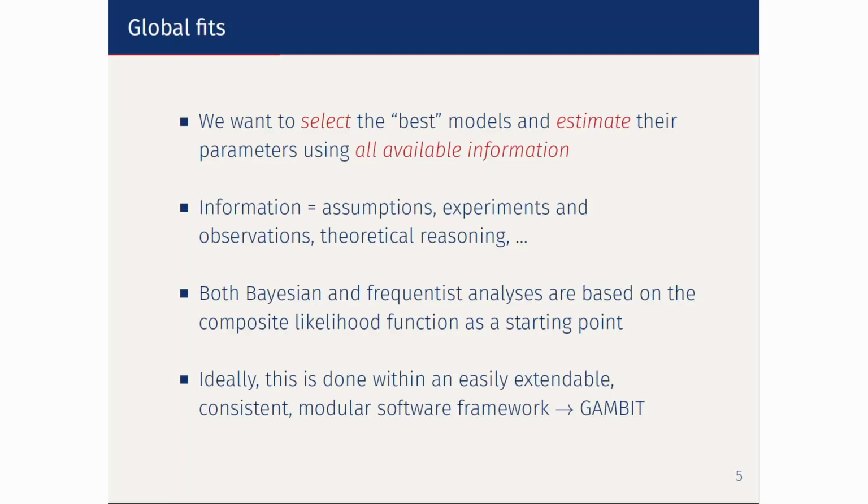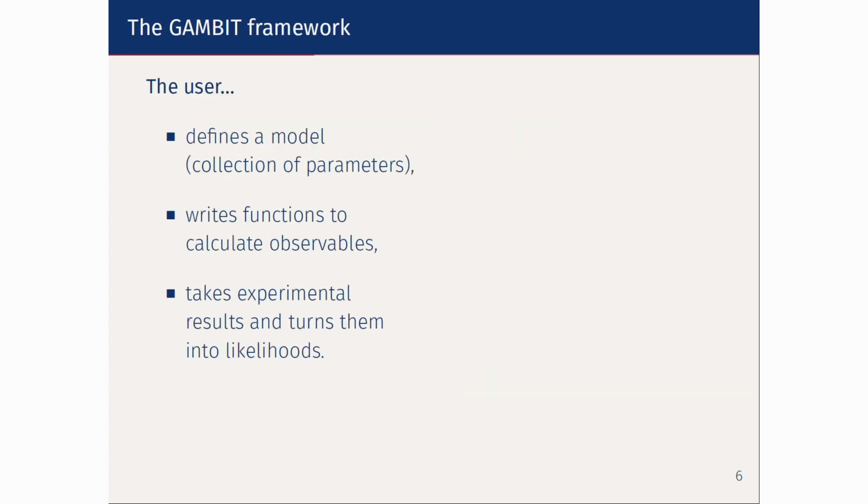And as new data is coming in and we learn more, we maybe want to look at more complex models in the future. The main selling point of GAMBIT, which stands for Global and Modular Beyond the Standard Model Inference Tool, is that you have a modular framework, which means that you can easily plug and play. You can plug in different likelihoods and you can extend it. And I will also come to examples of this in a second.